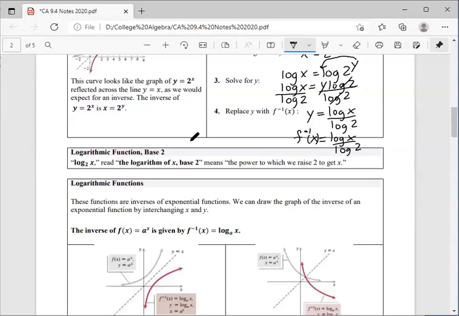So log base 2 of x, you would read that as the logarithm of x base 2. I always say the log base 2 of whatever it is, but you can also read it this way. And this means the power to which we raise 2 to get x. So this whole thing means that if we did 2, we were asking ourselves, what power do we raise 2 to get x? That's what a logarithm means.